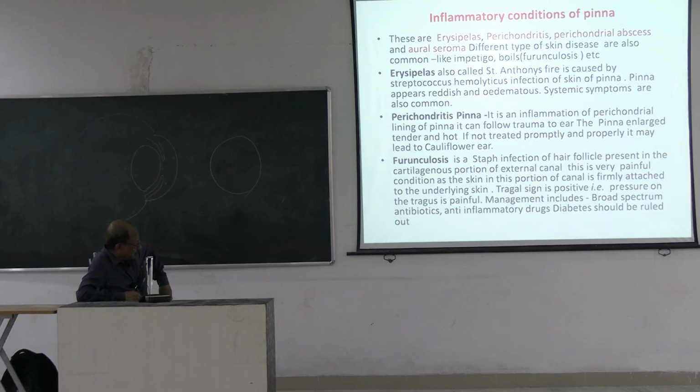It is a streptococcal infection. It is very important. It is the only sole bacteria that is called Staphylococcus, not Streptococcus. Streptococcus কোথায় হয়েছিল? Erysipelas. Okay, it is staphylococcal infection of the hair follicle. Hair follicle located in which part? Cartilaginous part of the canal. So furuncle always occurs in cartilaginous part of the external canal.